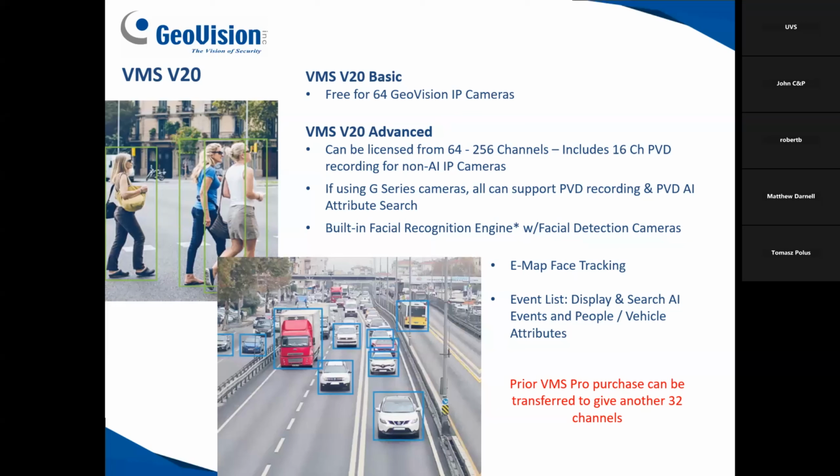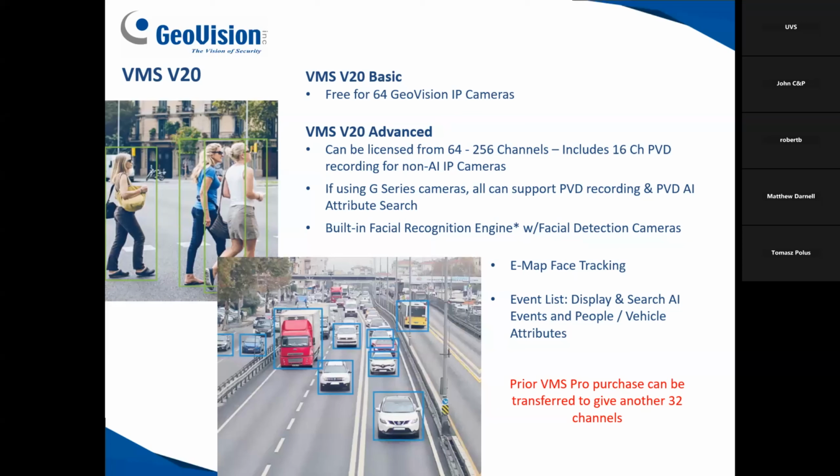Now, if you have purchased prior VMS Pro licenses, you'll actually still get credit for that purchase whenever you move to VMS 20 Advanced. So if you have a VMS Pro license that you purchased in the past, it will give you another 32 channels on top of the free 64 channels that you get with this software.